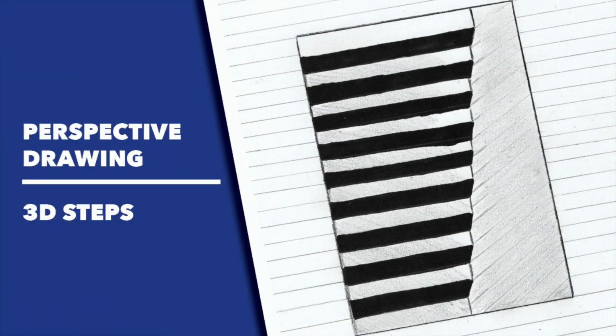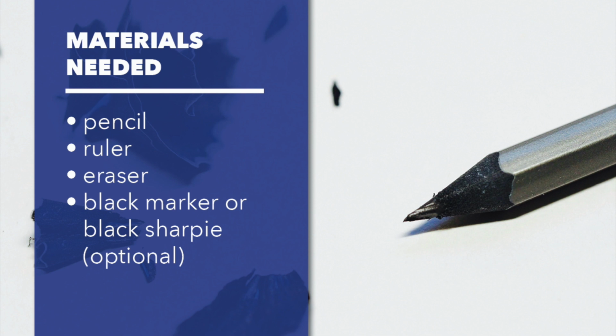Today we're going to learn about perspective drawing. We're going to be creating 3D steps. The materials needed for this project will be a pencil, ruler, eraser, black Sharpie, or marker if you have one.